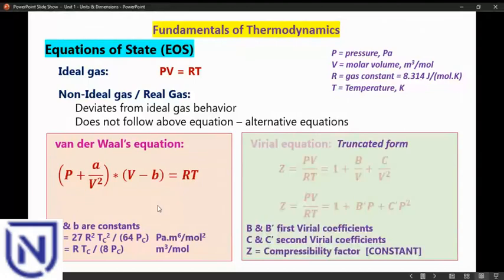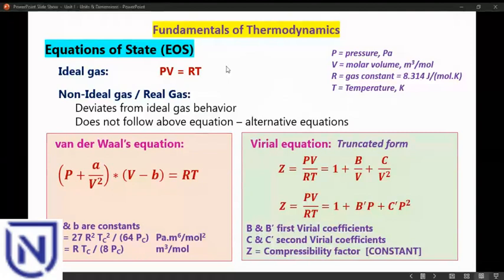Another equation is called the virial equation. You might not have seen this earlier. It is a series equation. You might have come across the Taylor series, right? It is similar to that, though not exactly. Now you have a term called Z. What is this? In the next slide, I will explain the Z. Leave it out for now. PV by RT is equal to 1 plus B by V plus C by V square.